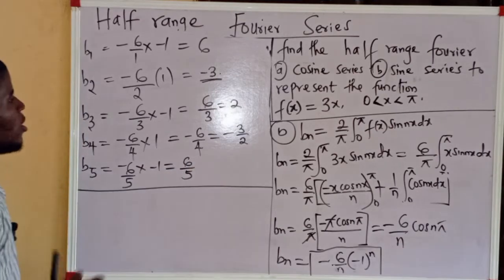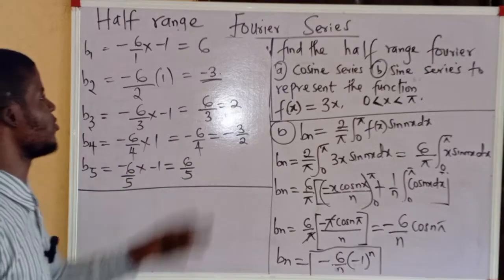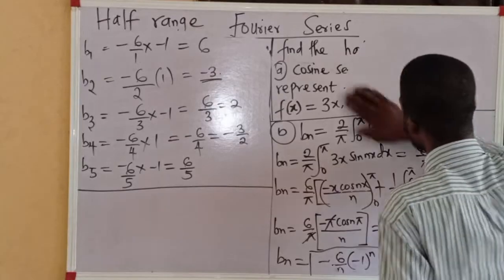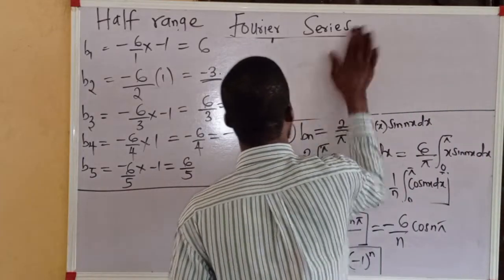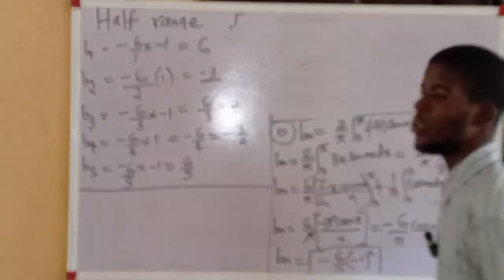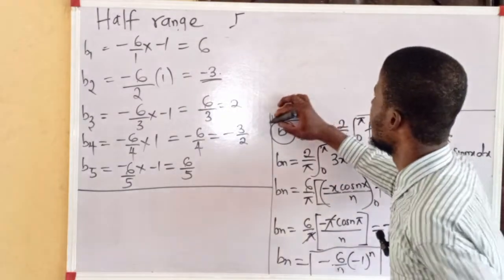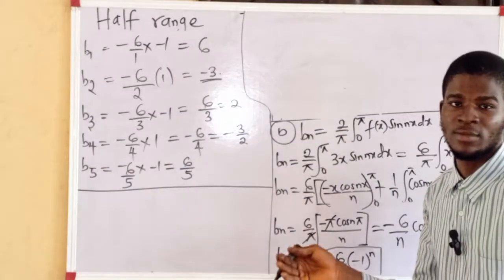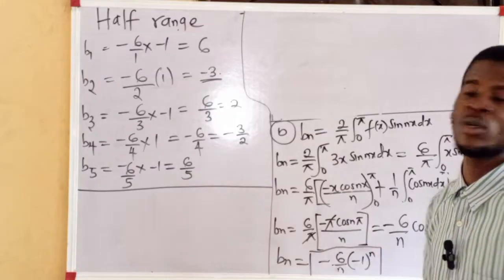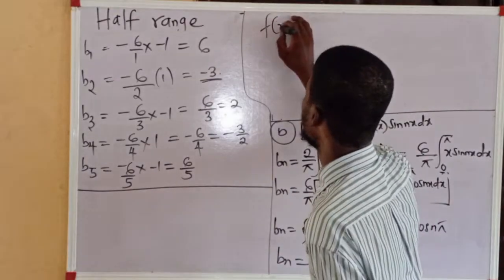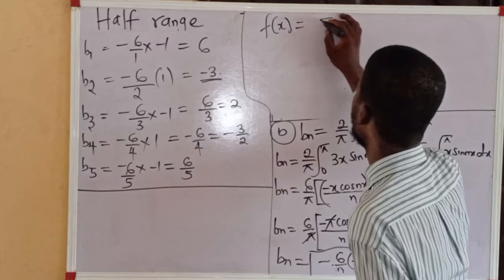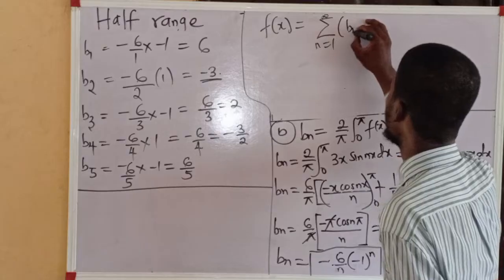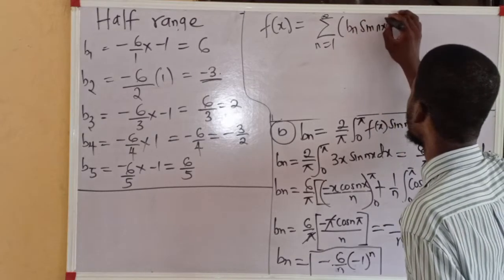All right. Okay, let us determine the half-range Fourier sine series now. For half-range sine series, since the series will contain only sine terms because it is odd, no a naught and no a sub n, the Fourier sine series will be equal to the summation from n equal to 1 to infinity of b sub n sine nx.